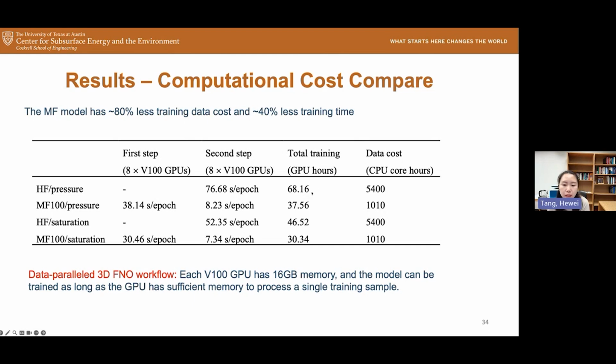And well, for the high fidelity model, it's much higher. So we can in general see the multi-fidelity model has 80% less training data cost and 40% less training time cost. So it's a lot of computation resource savings, and it's a really interesting result.